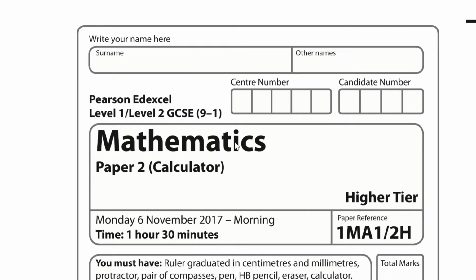This is the Edexcel GCSE 9-1 Maths Paper 2 from the November 2017 series, and it's from the higher tier and it's a calculator paper.